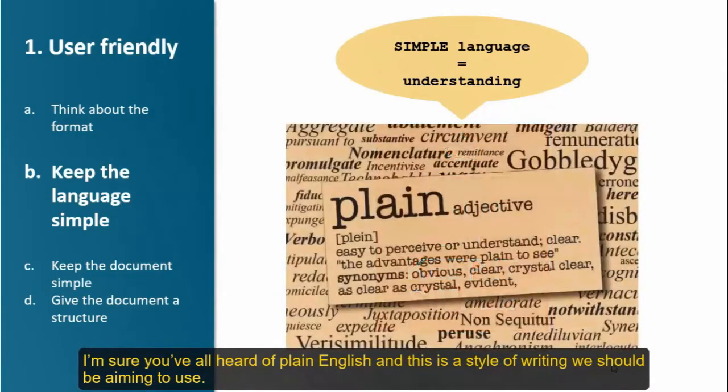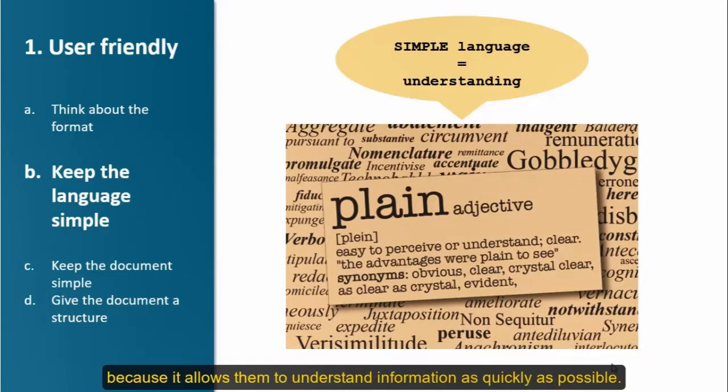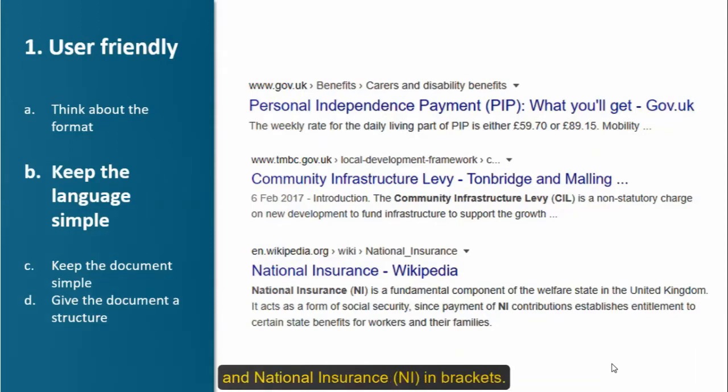I'm sure you've all heard of plain English, and this is a style of writing we should be aiming to use. And research shows that everyone prefers simple language, including specialist audiences, because it allows them to understand information as quickly as possible. Where you need to use technical terms, abbreviations or acronyms, explain what they mean the first time you use them. For example, personal independent payment, PIP in brackets, and national insurance, NI in brackets.